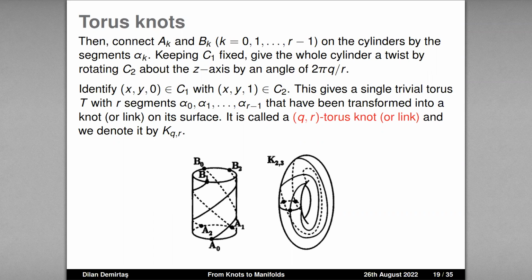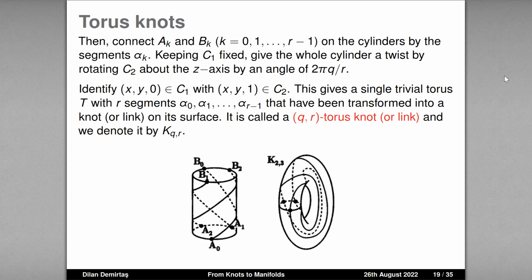And we then identify the XY0 point on the base with the XY1 on the top. So if we have A0 here, and if that's the point corresponding to another top point, we identify them. This gives a single trivial torus with R segments turning into a knot or link on the surface. It's called the QR torus knot or link, and we denote it by KQR. And upon identifying, we get this picture.